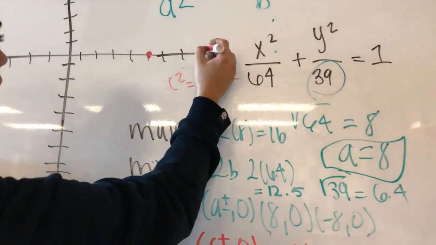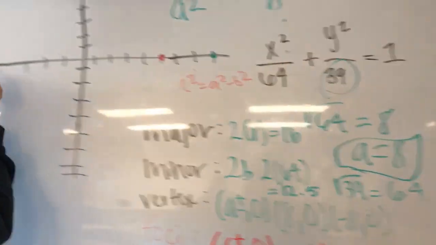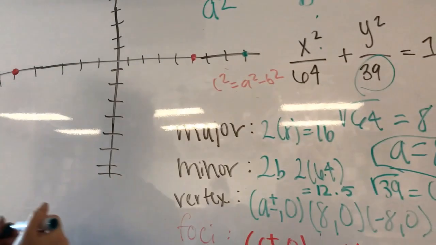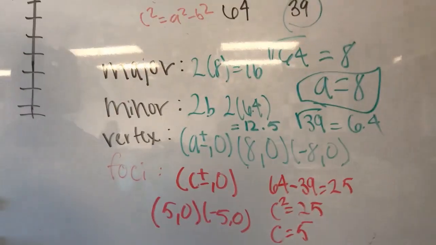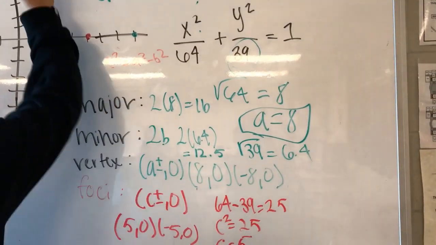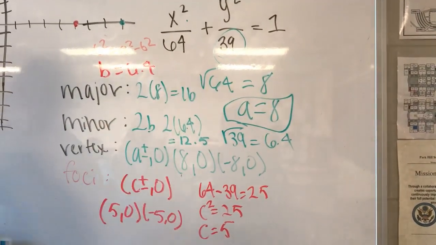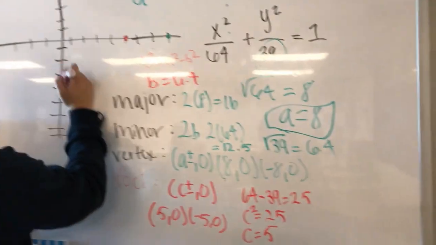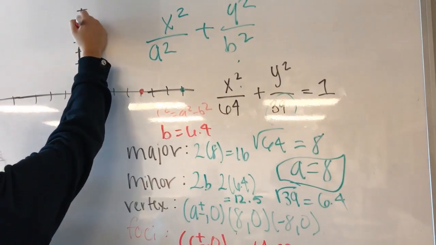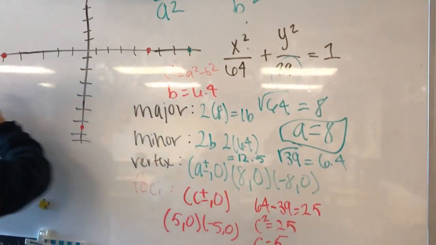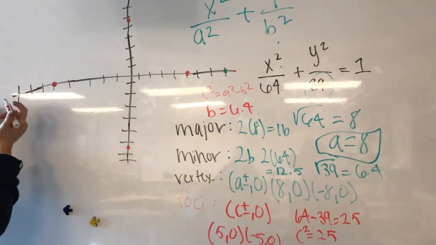5, 6, 7, 8. Okay, now we can draw our oval, but we need to find where our y-intercept is. B equals 6.4, that's just our y-intercept. So 1, 2, 3, 4, 5, 6, somewhere around there, on both sides, I think. And remember, these are our foci, but this is the vertex where it connects, okay?